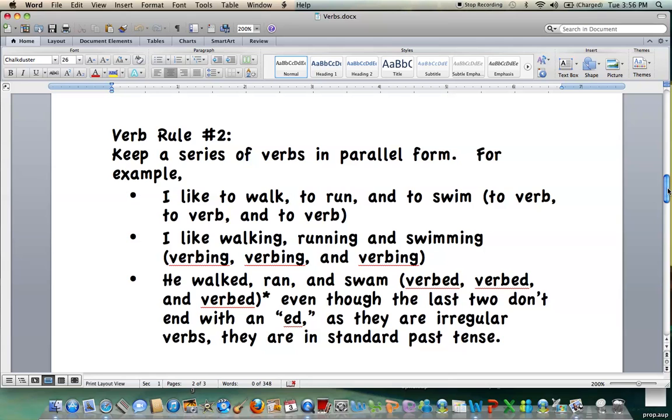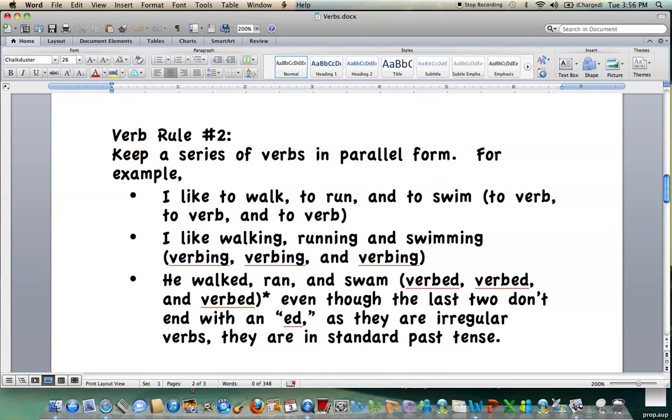So, for example, I like to walk, to run, and to swim. Notice I have the verb all in the same format. To verb, and to verb. You wouldn't say I like to walk, to run, and swimming. Actually, many people would. That's the problem. And their writing just won't sound that great. So if you start out with the infinitive in front of the verb, to, just say infinitive verb or to verb. You don't need to know the terminology. But you'll see how that's parallel. That's what makes for really great writing.